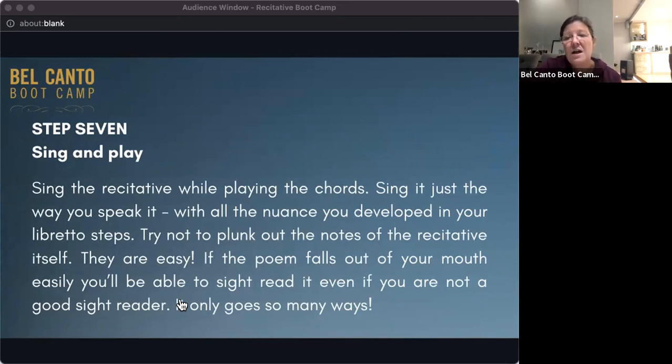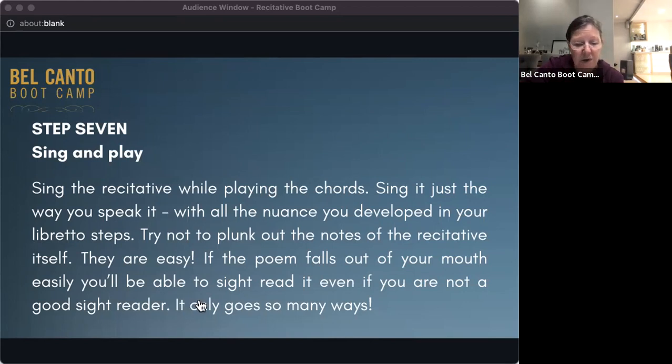They are easy. If the poem falls out of your mouth easily, you'll be able to sight read it even if you're not a good sight reader. It only goes so many ways. I promise you, if you can speak the poem and play the chords, it will be so easy. Maybe you need a starting pitch and you see it goes up, it goes down, and it will be so easy. And if you skip that step and just go ta ta ta ta ta, that is just going to make a terrible recitative experience for you.